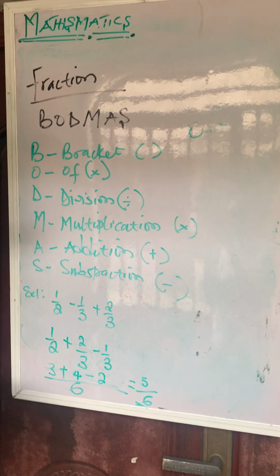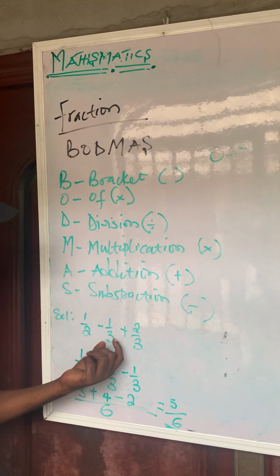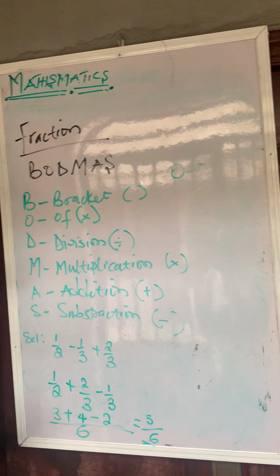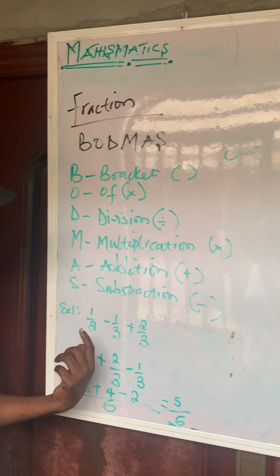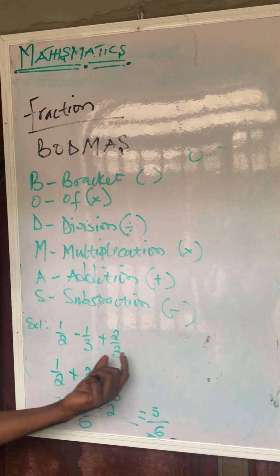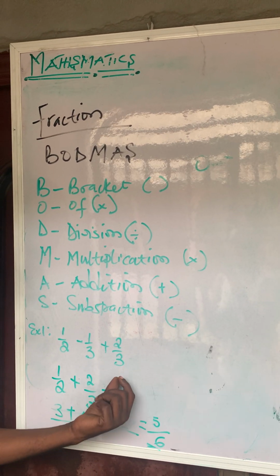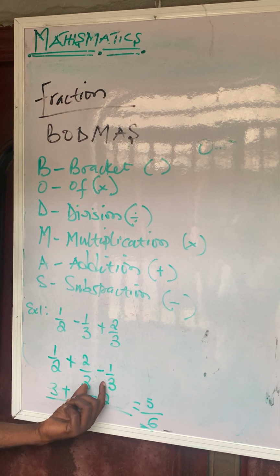Let me explain again. We have this fraction. They are telling us 1 over 2 minus 1 over 3 plus 2 over 3. How do we solve this fraction? I said because we are obeying BODMAS, plus before minus, addition before subtraction. So you arrange it. Write 1 over 2. You bring this plus first. This is plus 2 over 3. Because plus comes first, you bring the plus first. Then you put the minus 1 over 3.